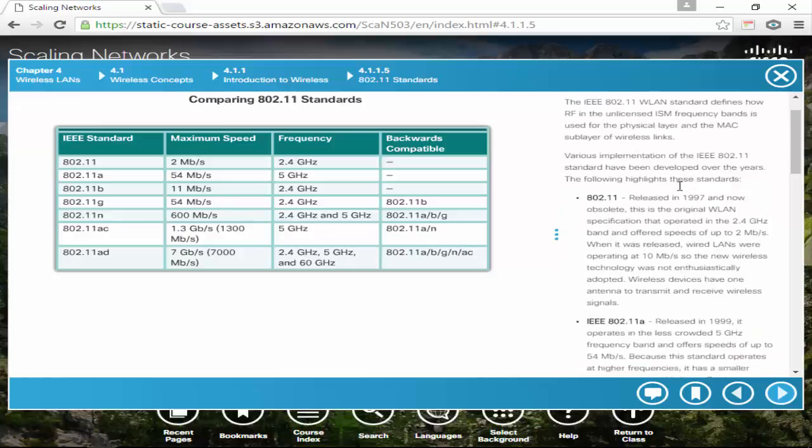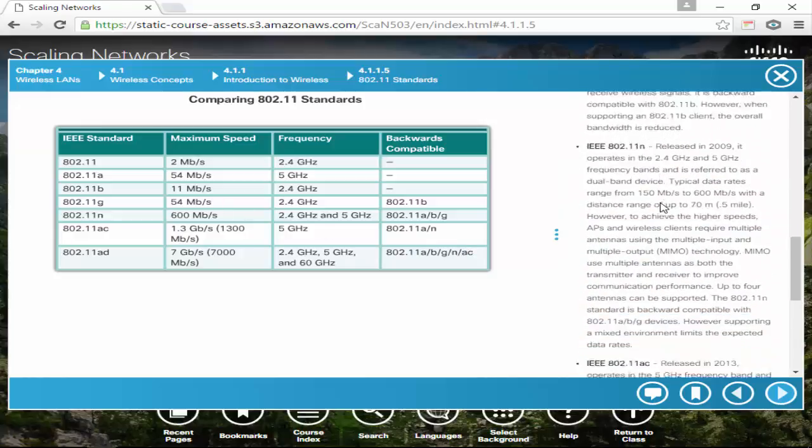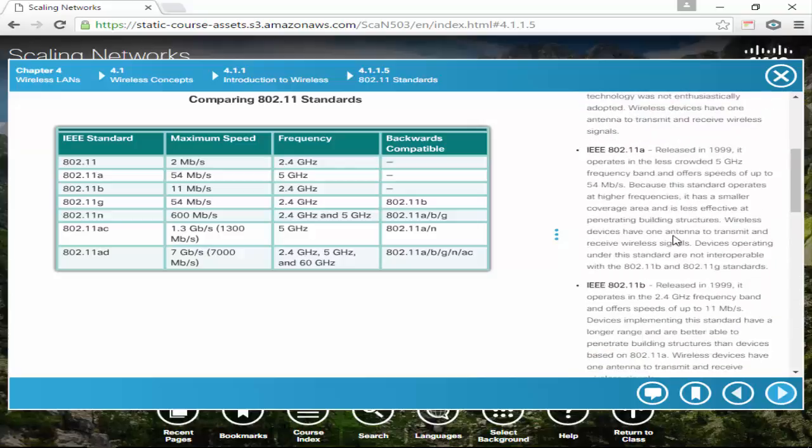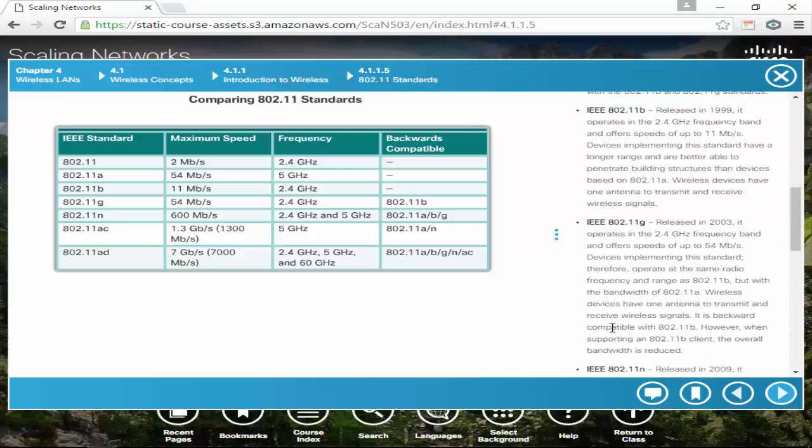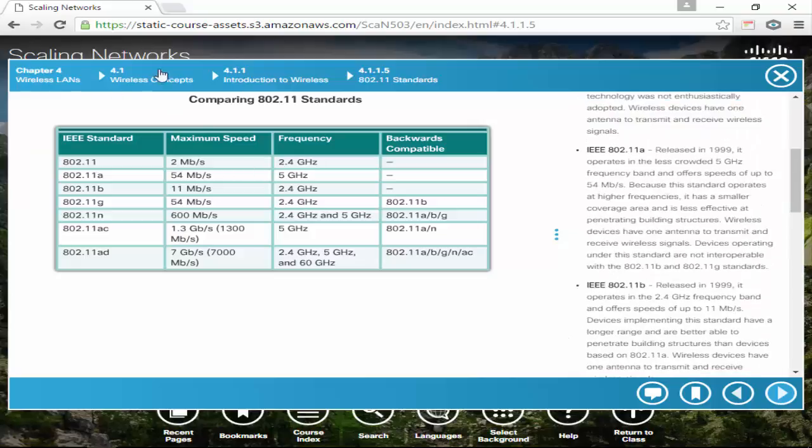Alright, so here, you can read down here, and it's going to tell you a whole lot. I'm just going to summarize these. Actually, I might read the AD, because it's newer. Alright, so 802.11, first test of wireless, 2.4, 2 meg, slow, okay.